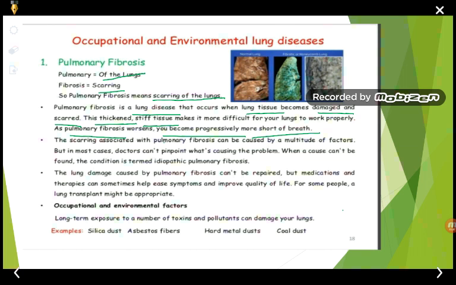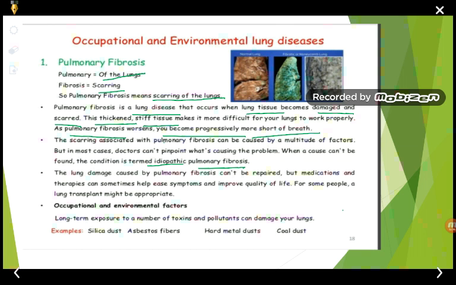And the scarring associated with pulmonary fibrosis can be caused by a multitude of factors. So this scarring can be caused by many factors, but in most cases doctors can't pinpoint what is causing the problem. When the cause cannot be found, the condition is termed idiopathic pulmonary fibrosis.